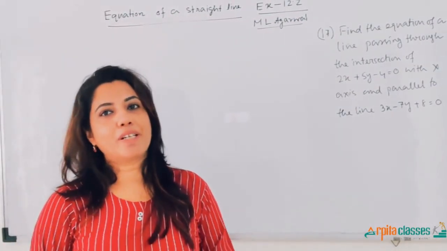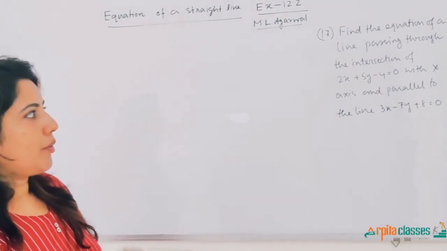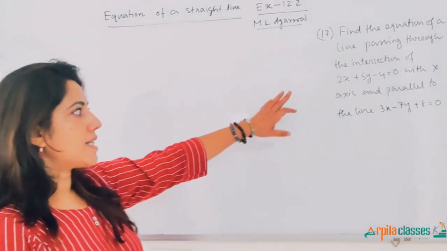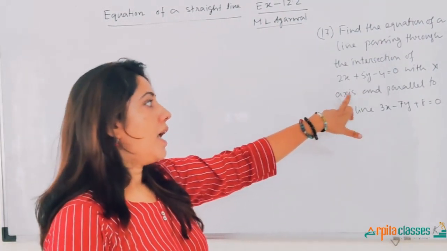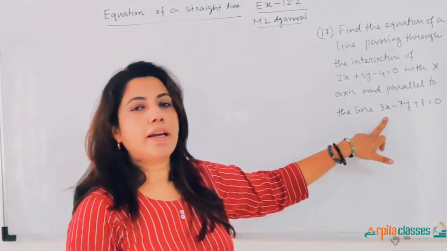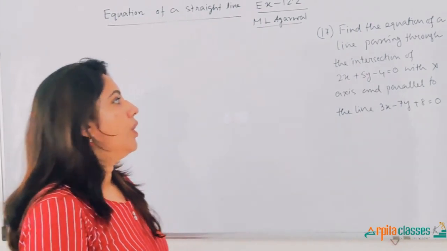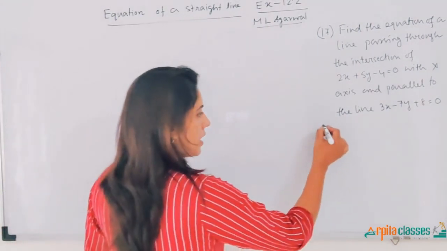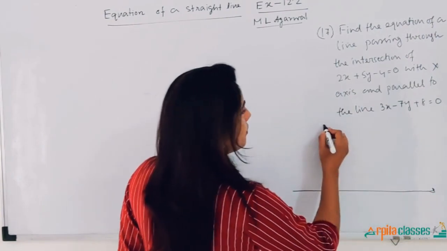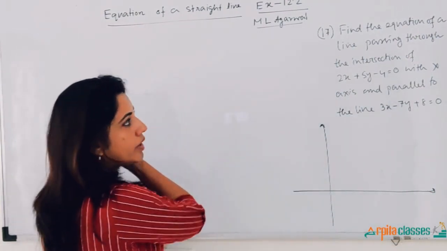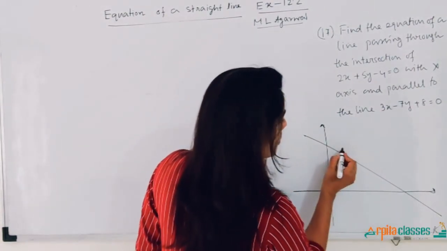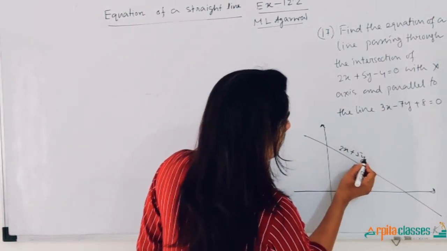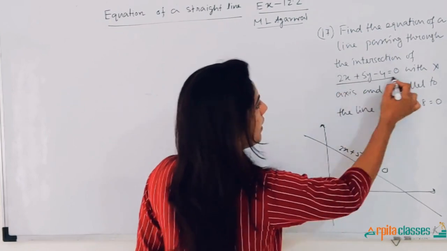So let us proceed to question number 17 now. Find the equation of a line passing through the intersection of 2x plus 5y minus 4 is equal to 0 with the x-axis and parallel to the line 3x minus 7y plus 8 equal to 0. So let us draw this diagram to understand what they are saying. Suppose this is the line 2x plus 5y minus 4 equal to 0. This is the given line.